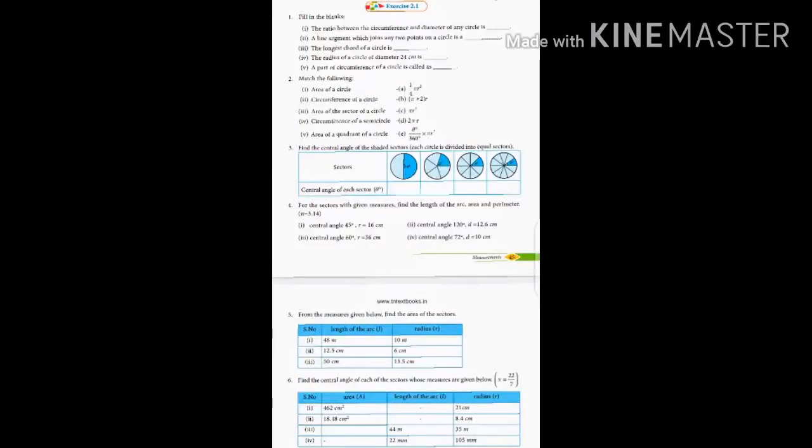Students, in this class we have completed exercise 2.1, 1 to 6th sum. Be clear, please don't bygard the sum, understand the concept and do it clearly, students, and I have given you the assignment. Please complete it. Thank you.